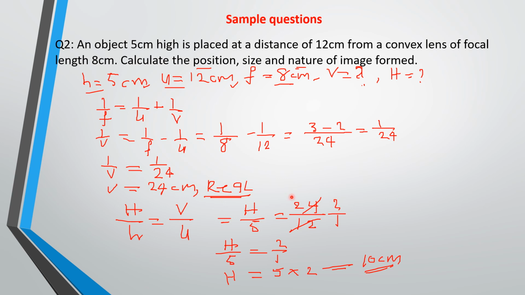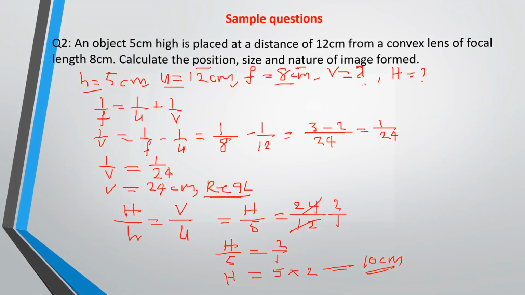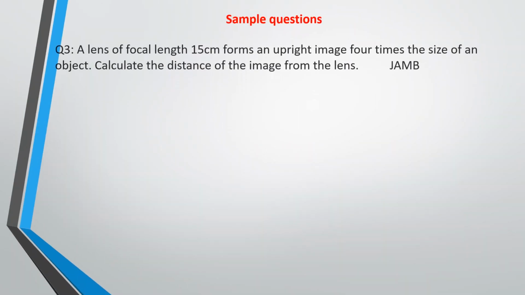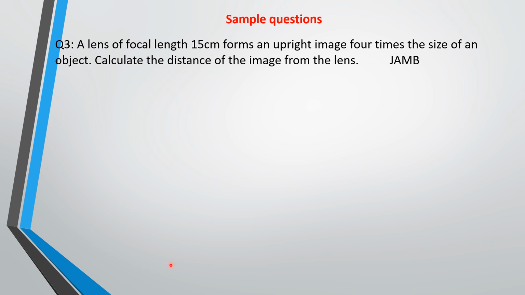Okay, so this is also how to apply this lens formula to solve other types of problems, right? I hope you are following. So let's go to another one. So this is another question. Say that a lens of focal length 15 cm forms an upright image 4 times the size of an object. Calculate the distance of the image from the lens.